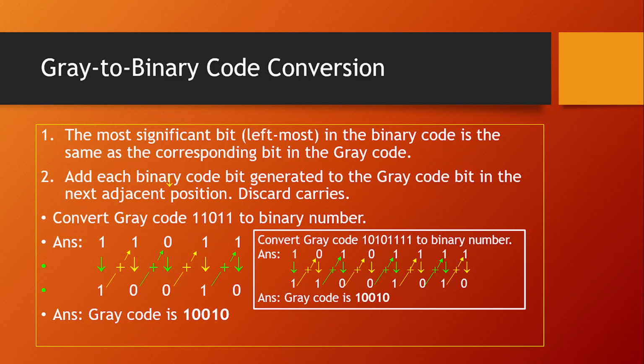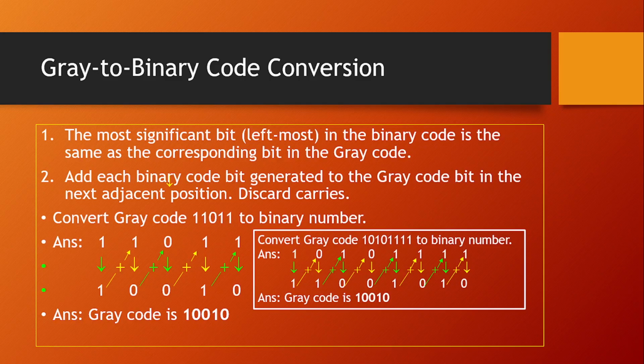This 0 is added to the third gray code from the left. So 0 plus 0 is again written as 0. The obtained binary 0 is added to the fourth gray code from the left. So 0 plus 1 is 1, written as the fourth binary bit. This fourth binary bit 1 is added to the fifth gray code 1. So 1 plus 1 is 10. Discard the carry 1 and put here the sum bit 0.